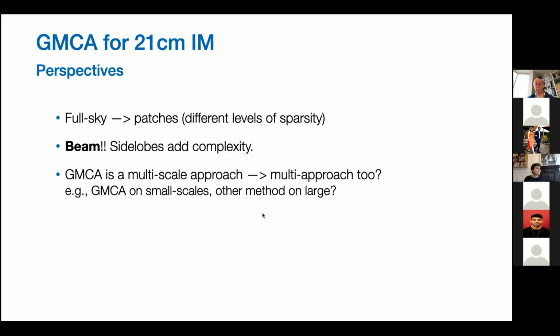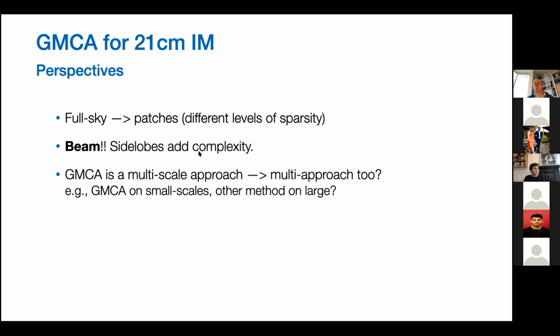So we just started. We are doing more, like here I've shown results in full sky or with some masking, but now we're working with patches, and according to where the patch is, of course, there are different levels of sparsity we can rely on, so the results are different, and sometimes GMCA won't be the optimal method according to where you look in the sky.